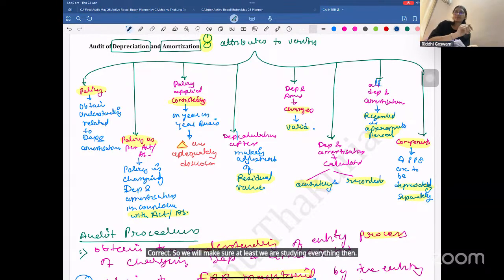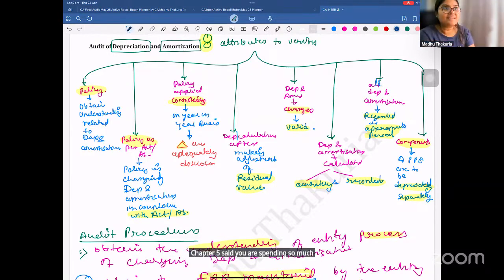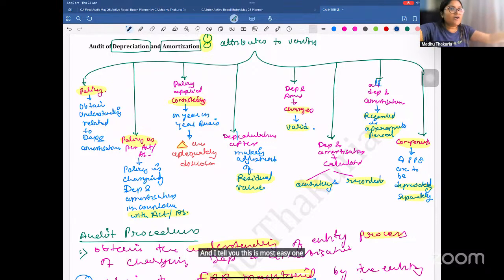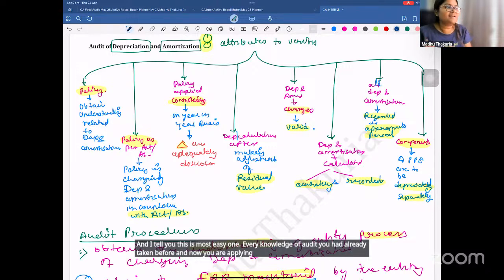Chapter 5 people don't even do it properly. They don't even read it properly, and you're writing it. So make sure you're getting full marks for this chapter. And I tell you, this is the easiest one. Every knowledge of audit you had already taken before, and now you are applying all that knowledge to practically do the audit of certain items. So be happy that you will be able to manage these questions.